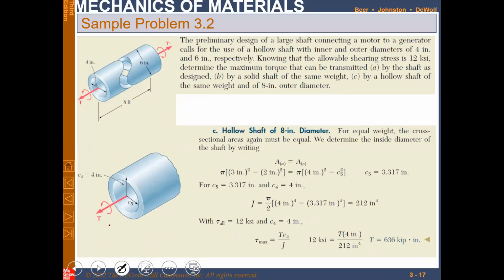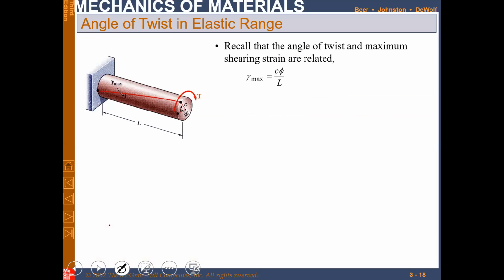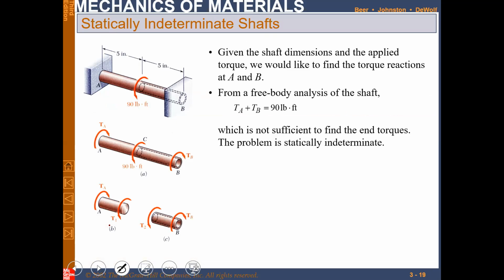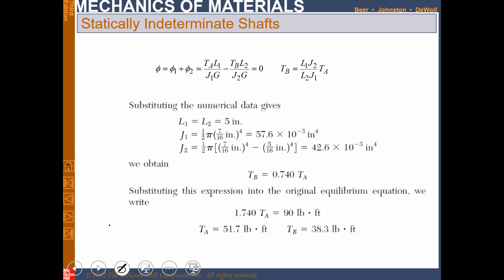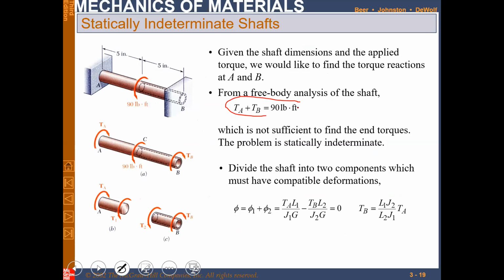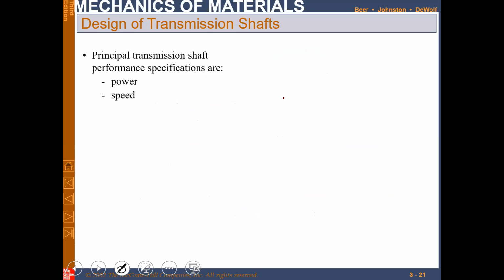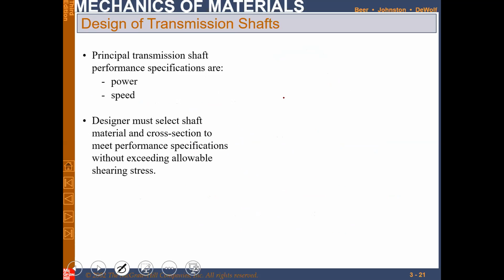And then we have the same problem, 3.2, over here. Then we discussed this one in detail in the last lectures, and how to solve it. This TB will come in terms of TA, and then both TB and TA will go into this equation to calculate both, because this is a statically indeterminate case.